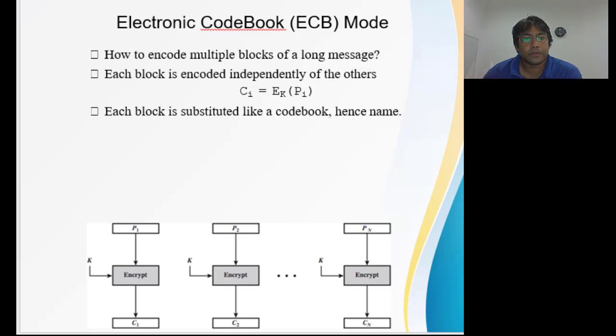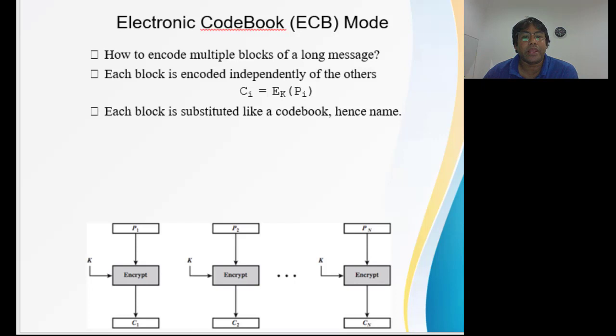In our last lecture, we discussed triple DES. Now, as I mentioned before, in case of DES, we use only a 64-bit key. But in reality, our messages are much longer than 64 bits. So if the messages are long, how can we handle it? For that, several operation modes are proposed.